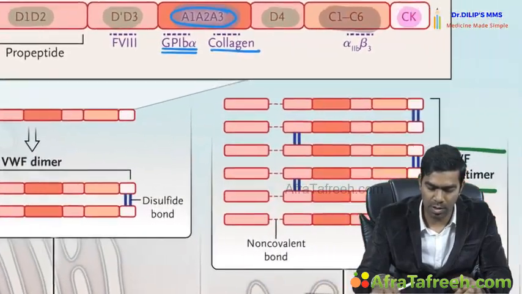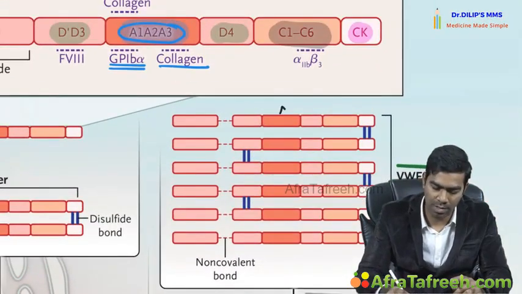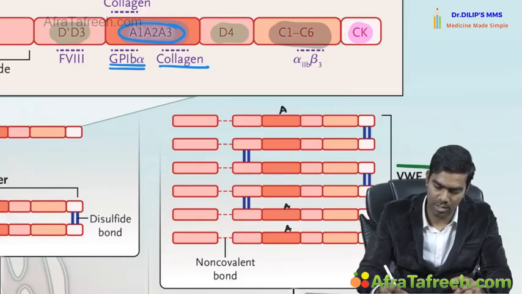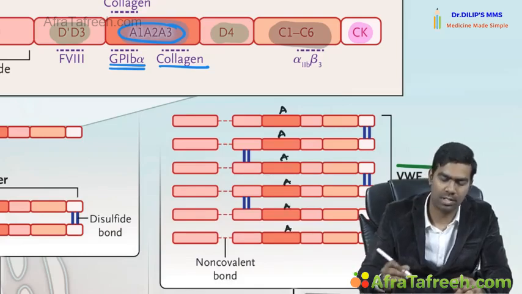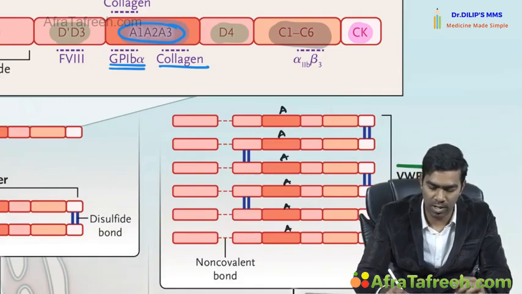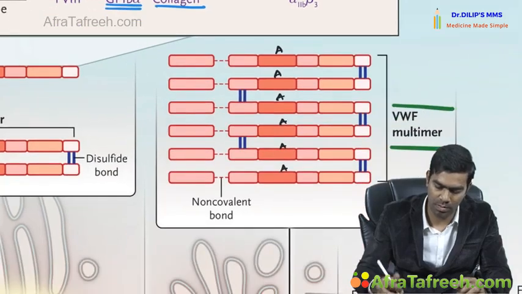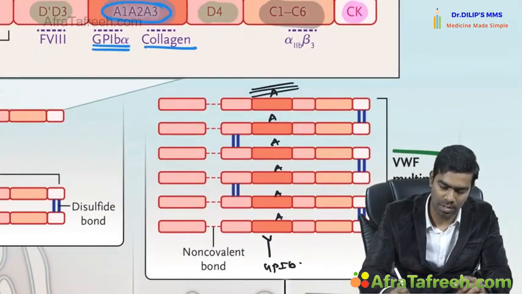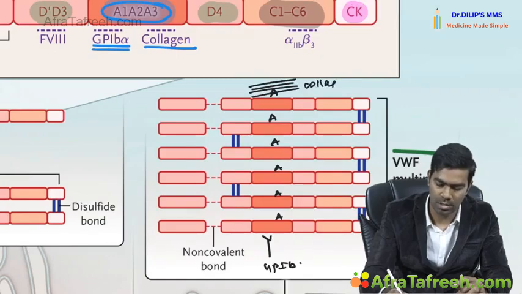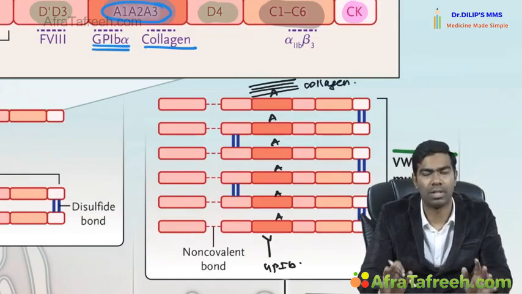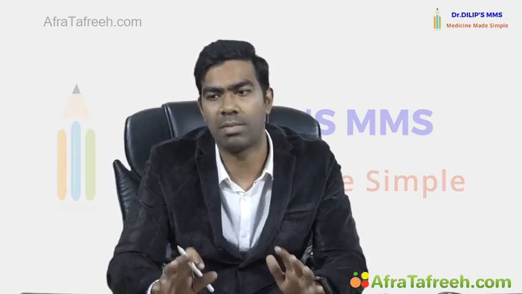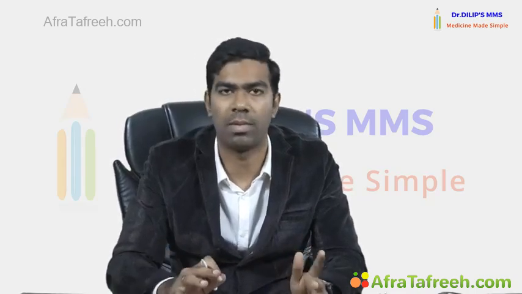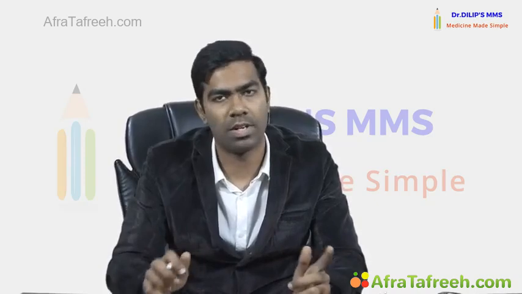The moment you form a multimer, it is going to have several A domains, which means one end can easily bind with your GP1B. For example, let us assume this binds with your GP1B, and the other portion of the multimer can bind with the collagen. Clear? So it's simple. That is the reason why I told you the multimers are more and more effective compared to the monomeric forms. You have to be very sure about that. Clear?